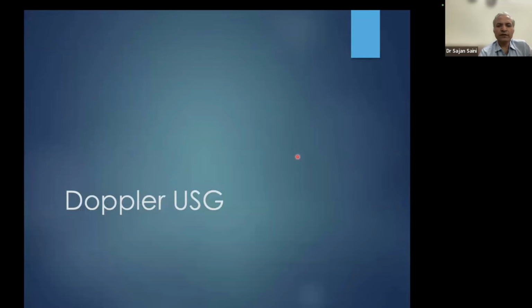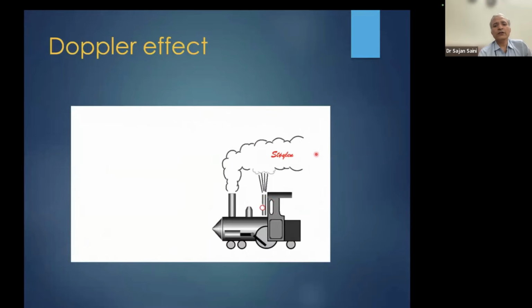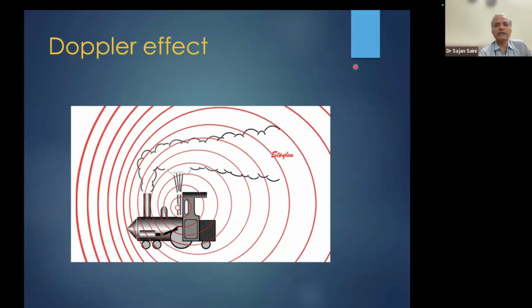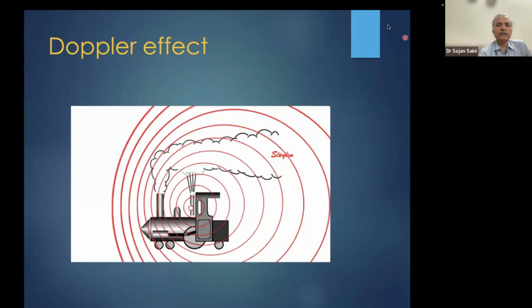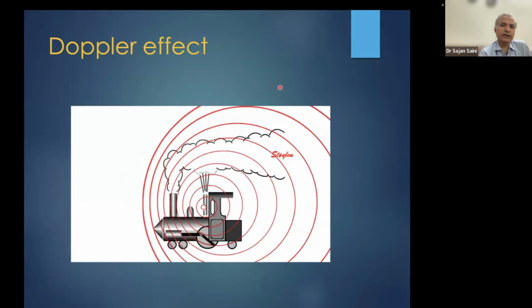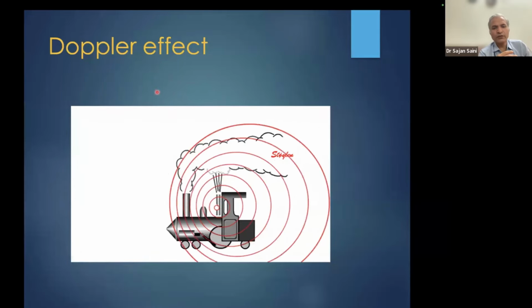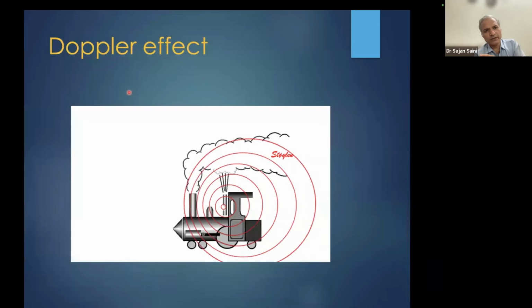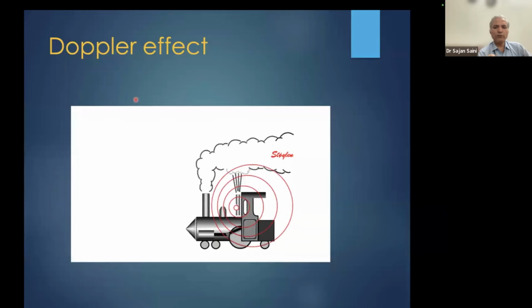So let's now discuss the very important concept of Doppler ultrasound. Everybody must have experienced this while standing on a railway platform: as the train approaches us, it blows the siren. The siren has a particular intensity, but as the train approaches towards us, the intensity increases, and as the train goes away from us, the intensity of the signal decreases. And this is because of the Doppler effect.